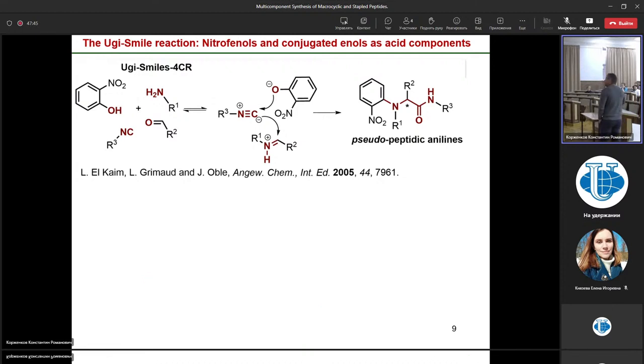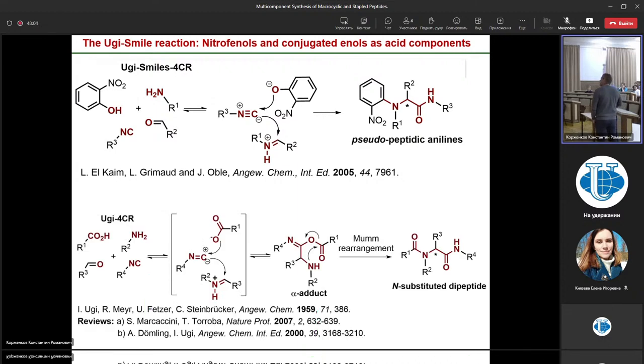When you compare the Ugi-Smiles four-component reaction, in all cases, take a look that the imine here gets protonated by the nitrophenol. And as I told you before, the isocyanide, with its electrophilic and nucleophilic behavior, reacts with both of them, giving rise to this. I will explain the mechanisms a little bit later, but I just want to come back to the mechanism of the Ugi to insist on the concept of single reactant replacement.